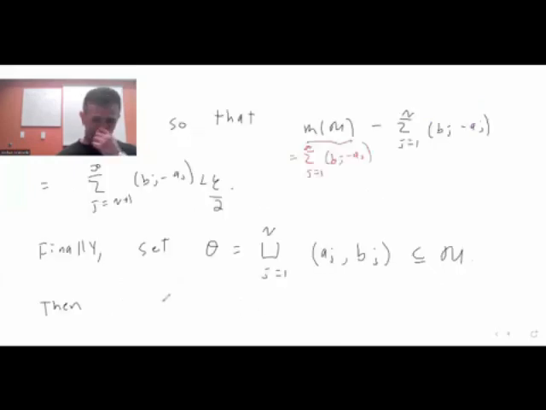Okay. Well, this one is easy because theta is a subset of U. So this is less than or equal to the measure of U take away A. And that's less than epsilon over 2.